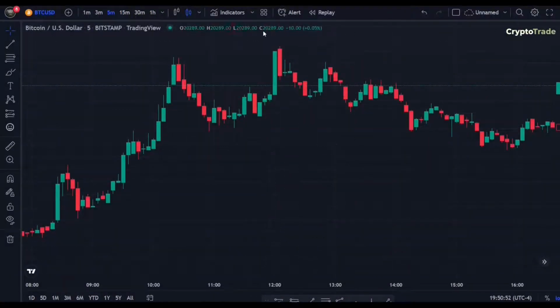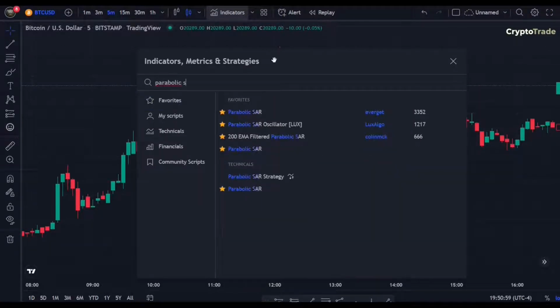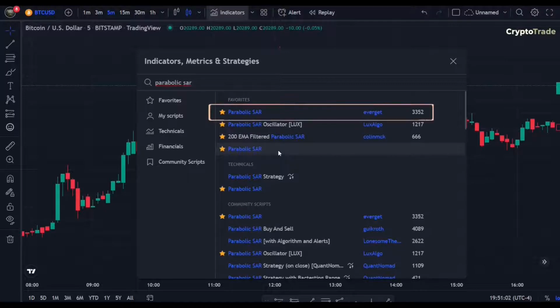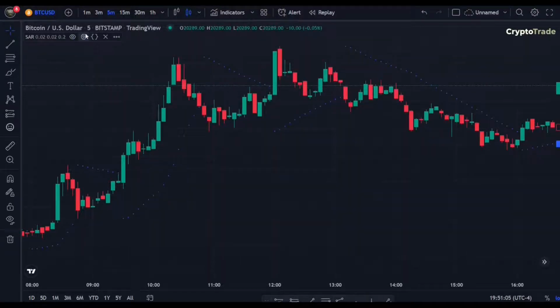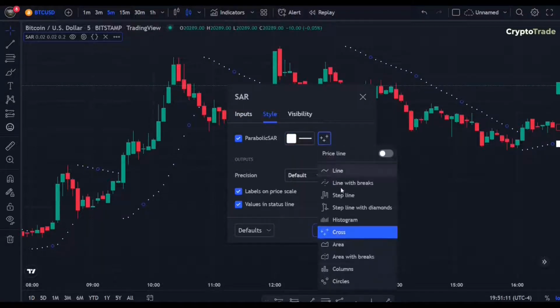To add the first indicator to the chart, open the indicator search bar in Tradingview and type Parabolic SAR. Select this indicator, as shown here in the video. In the Style tab, change the color from blue to white. Change the indicator form from cross to circle.